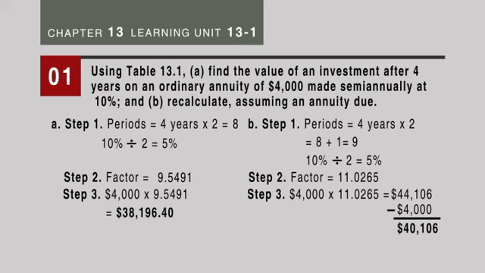Let's compare. In the first part, in A, under ordinary annuity, it grew to around $38,000. Under B, for annuity due, it grew to almost over $40,000. You see why? Because you're putting money in earlier, so it's growing faster.